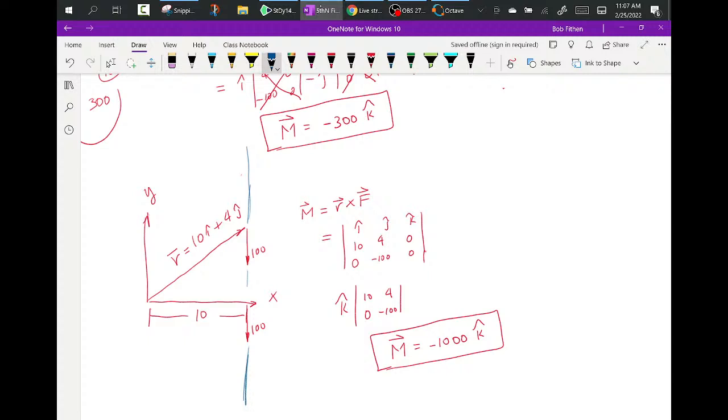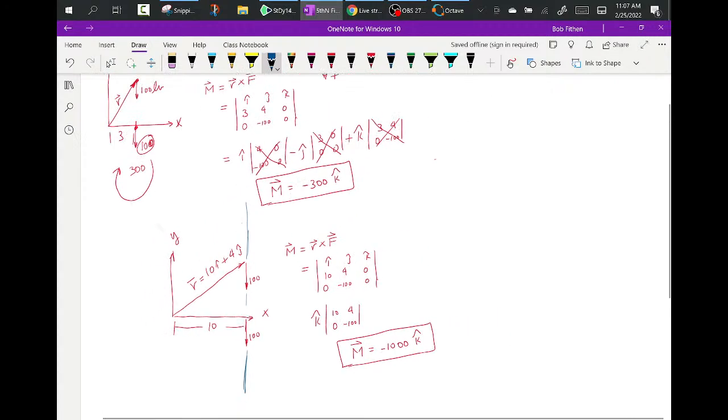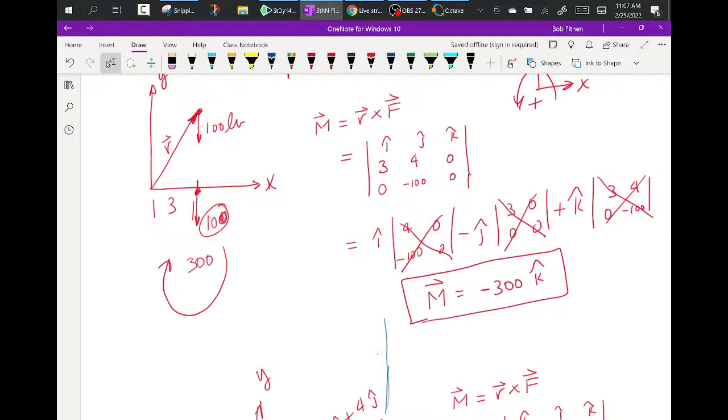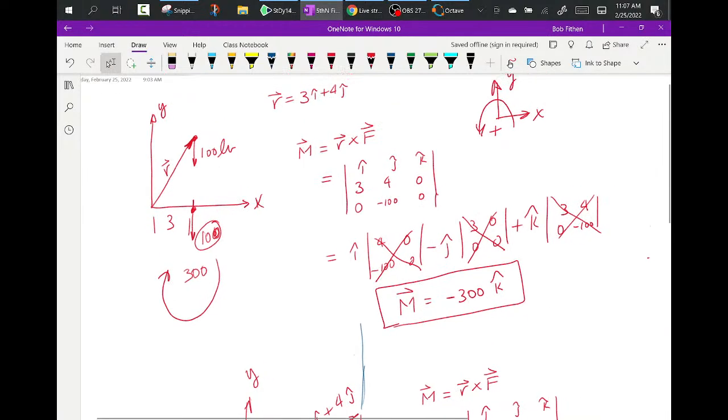We're going to do something different now and say, okay, now I have 2 forces. So in order to have 2, here's what I'm going to do.